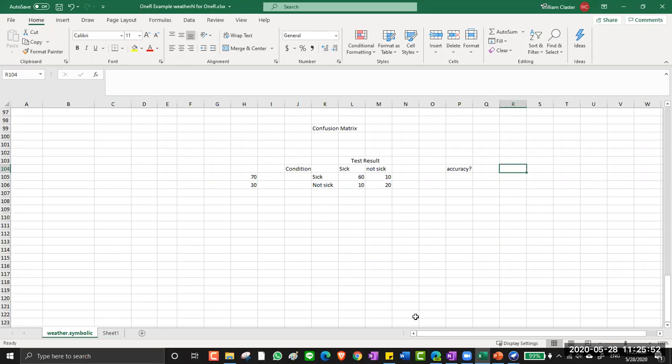How many people are in the sample? How many people were tested? 100, right? 70 and 30. Okay. And how well did it do in those 100? How many were classified accurately? 80 people. 80.